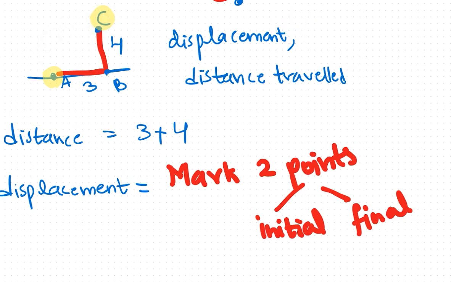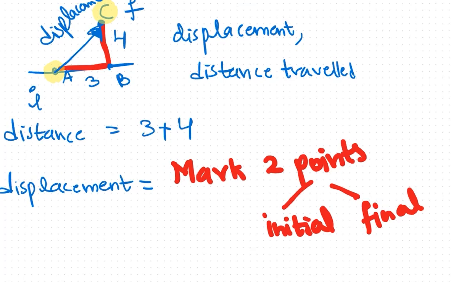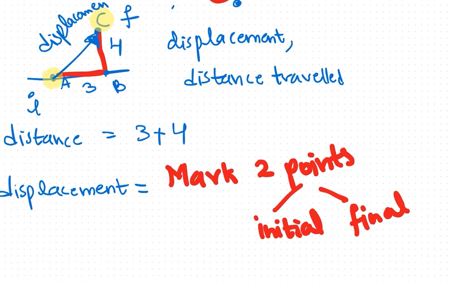I'm writing here I for initial, F for final. Any doubt? You can just trace it. So you join the initial with the final point. This is called the displacement vector. So initial point and final point, you need to mark them and then start from the initial point towards the final.